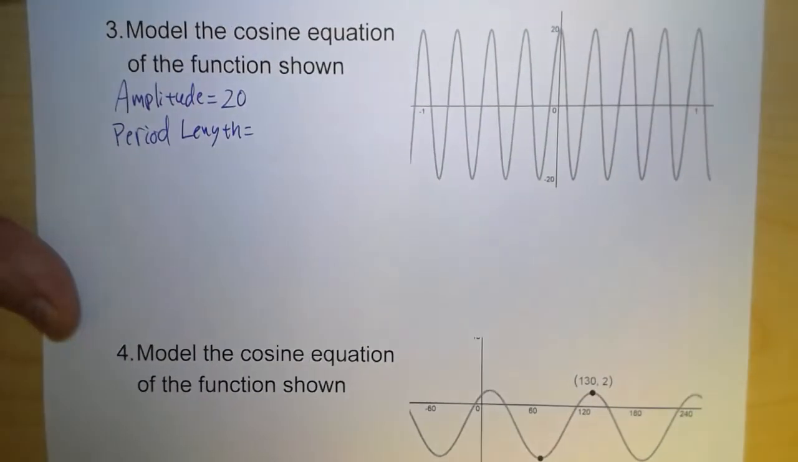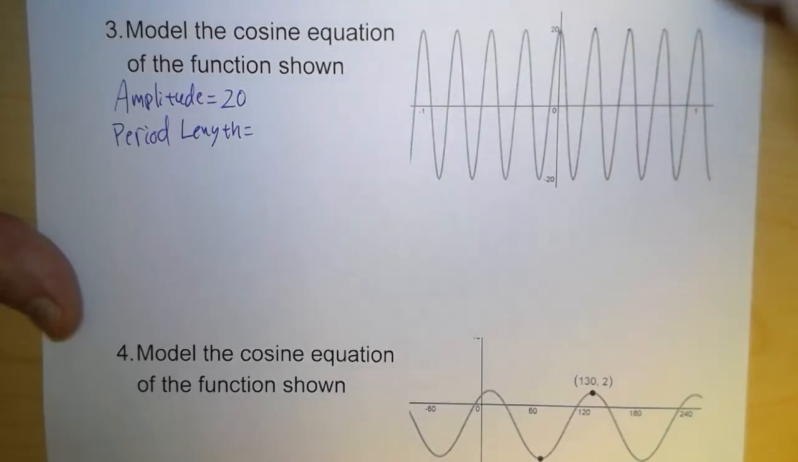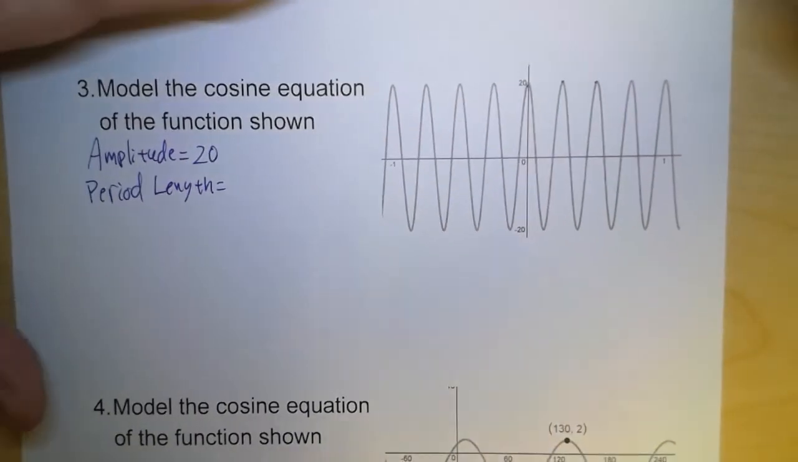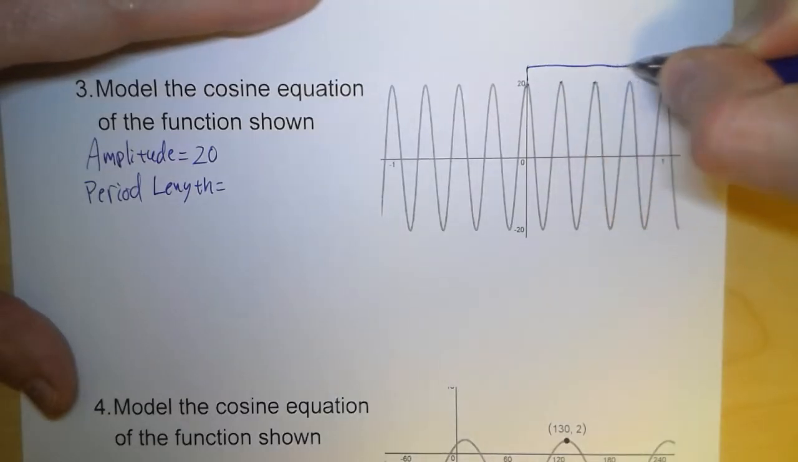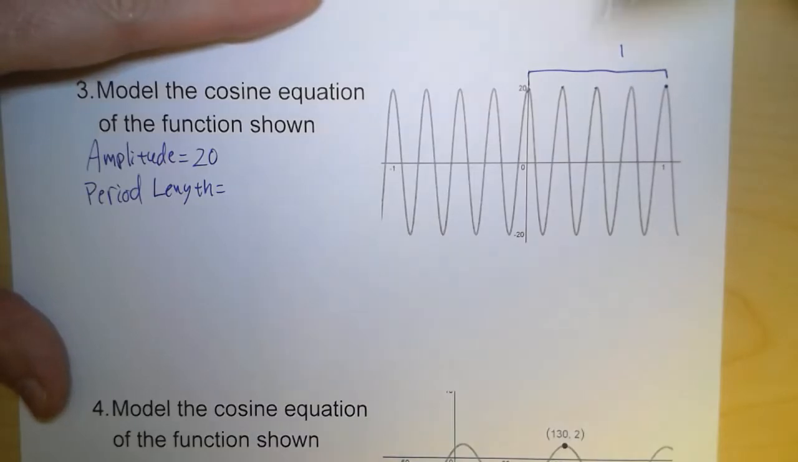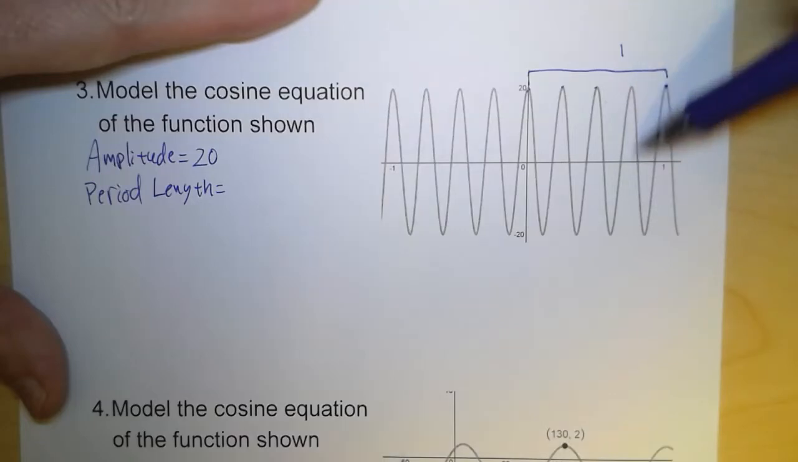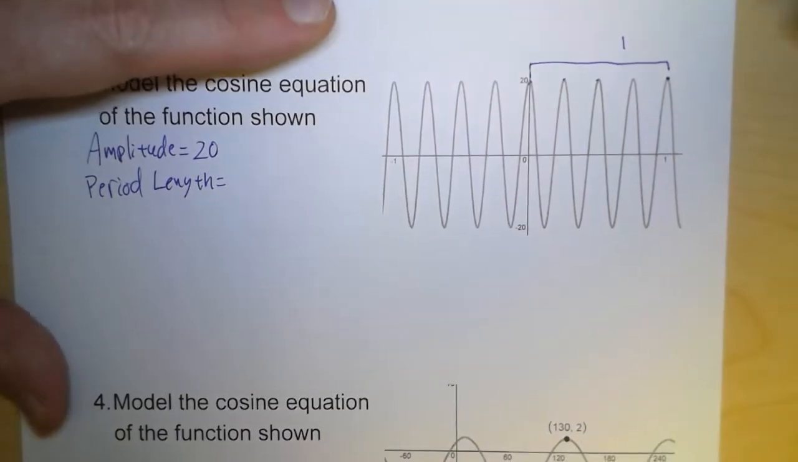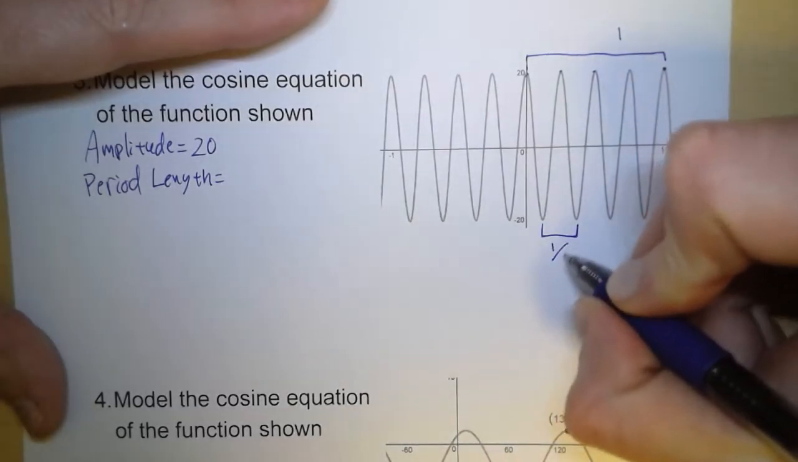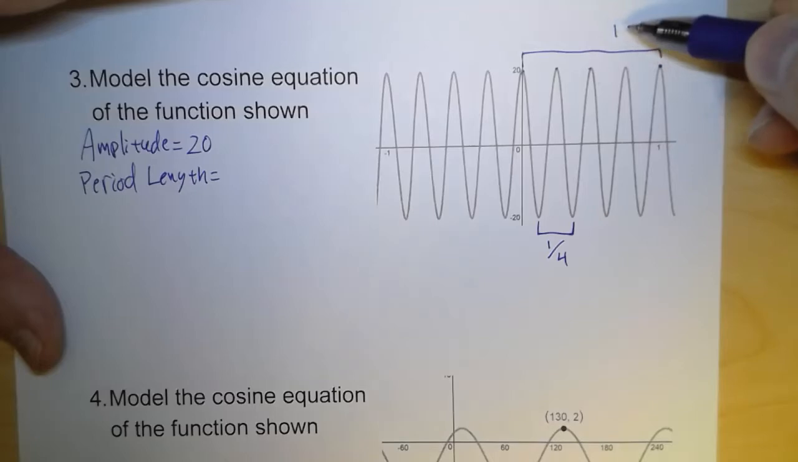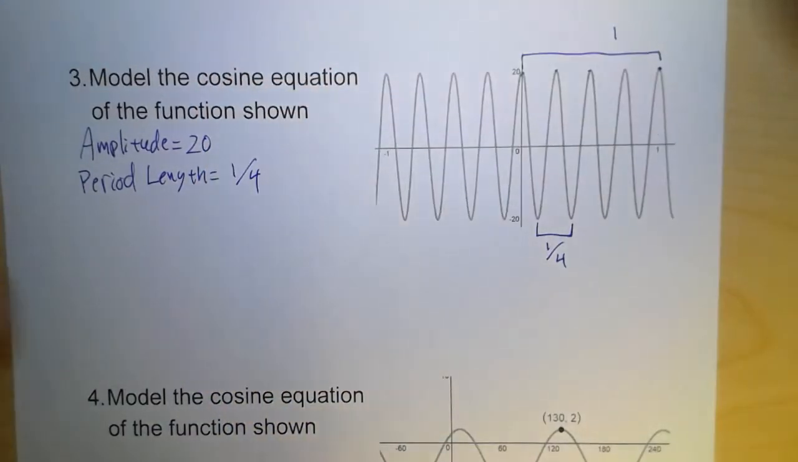Something like this often gets students because they expect a label here and a label here and a label here. Well, this graph doesn't do that. Instead, from here to here is a length of 1. Now the issue is, how many full cycles have happened? Well, let's see. 1, 2, 3, 4. We have 4 full cycles. So how long is it for one cycle? Well, that's going to be 1/4. You just take 1 and divide by however many cycles there are. So that's our period length, 1/4.